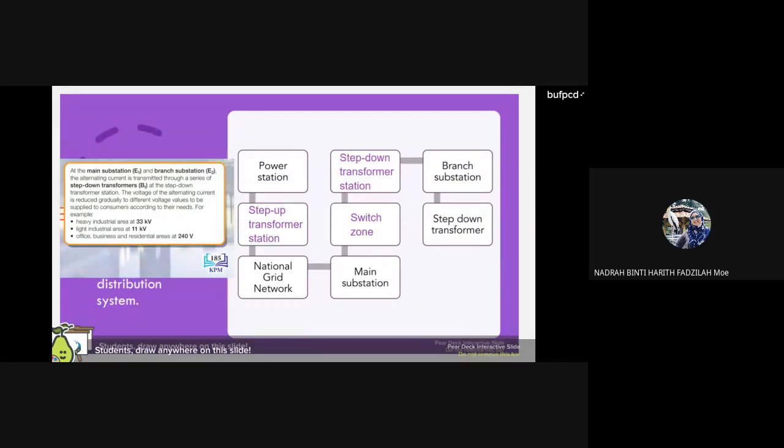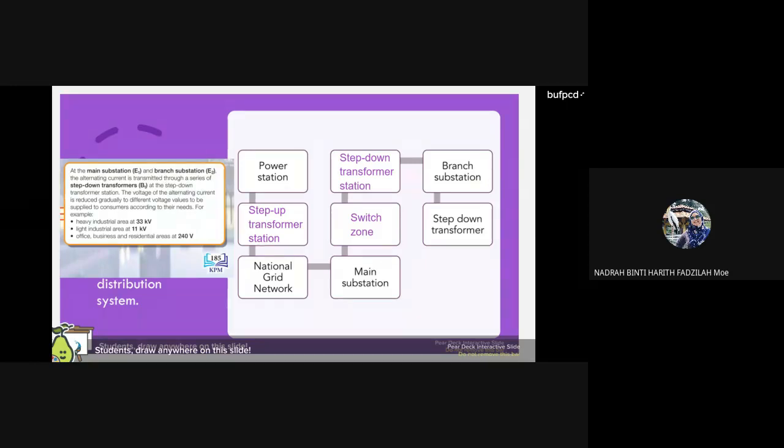I have attached the attendance for today on the first slide. If you missed it, don't worry, I will change this slide to student paste so you can access the attendance again. So, alhamdulillah, today we are going to talk about the cost of electrical energy consumption.